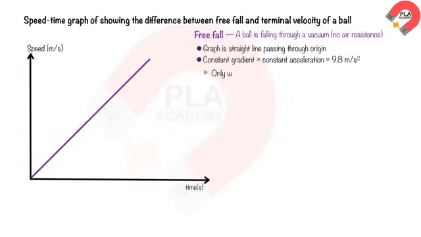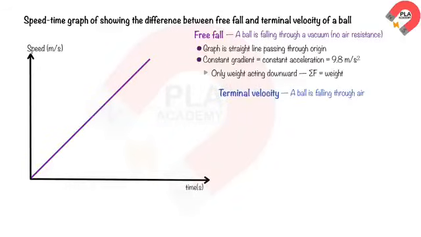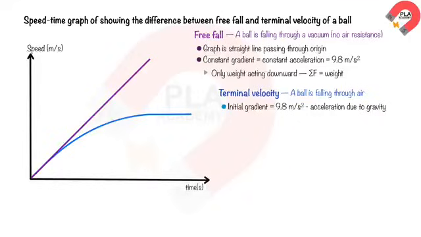This is because the only force acting on the ball is its weight acting downwards, so the resultant force is the weight. When a ball falls through air, there is air resistance acting on it. The speed-time graph of this scenario is a curve with a decreasing gradient that eventually becomes horizontal. The initial gradient is around 9.8 meters per second squared, which represents the ball's acceleration due to gravity. This is because at the beginning, the only force acting on the ball is its weight acting downwards, making the weight the initial resultant force.